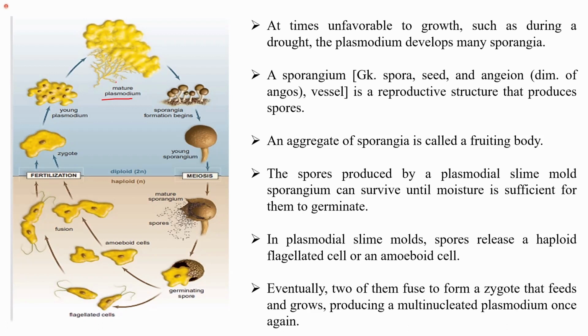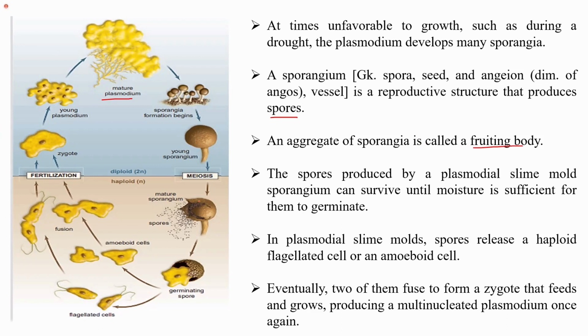Suppose during the time of unfavorable growth, like drought, the mature Plasmodium grows into sporangia. It develops many sporangia, and sporangia formation begins. A sporangium is a reproductive structure that produces the spores. So the sporangium contains the spores. This is a young sporangium, and an aggregate of sporangia is called a fruiting body. So fruiting bodies are formed.